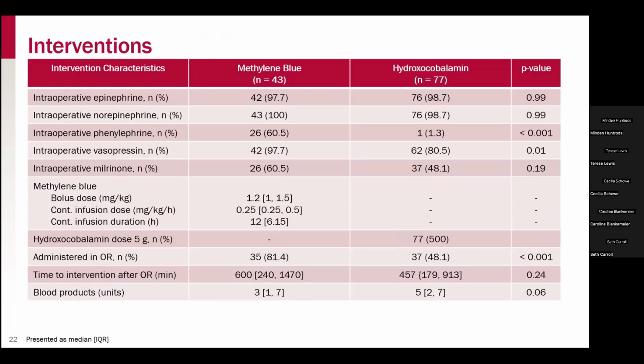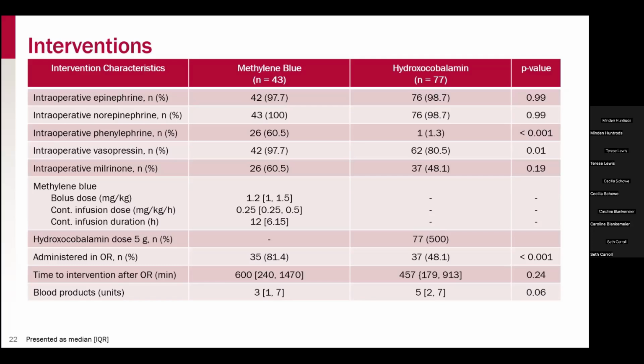So then going on to the interventions of these two groups, almost every single patient was on epinephrine and norepinephrine. And then a majority of the methylene blue patients were on phenylephrine. And then additionally, most patients were on vasopressin, but again, more likely in the methylene blue group. And there was a decent amount of intraoperative milrinone use, but not statistically significantly different.